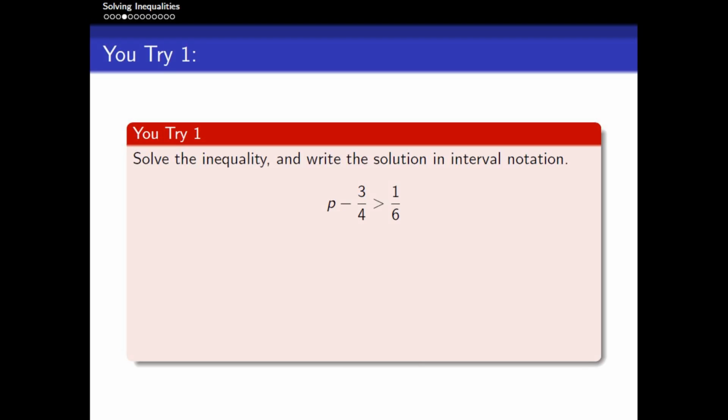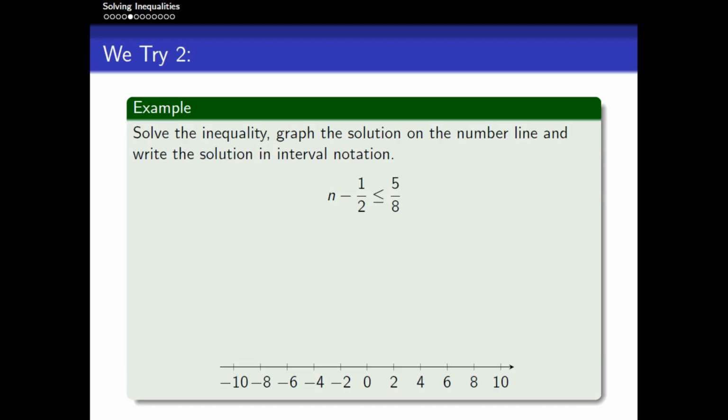Okay, let's look at the next one. Solve the inequality, graph the solution on the number line, and write the solution in interval notation. Oh man, we got a lot of work to do, so let's get started. First thing we want to do, add 1/2 to both sides, just like we have been doing. We'll get n is less than or equal to 5 over 8 plus 1/2.